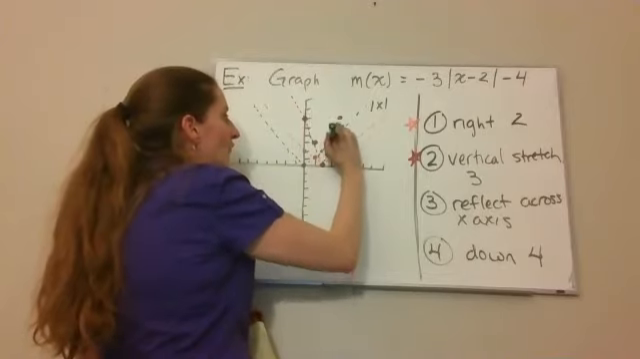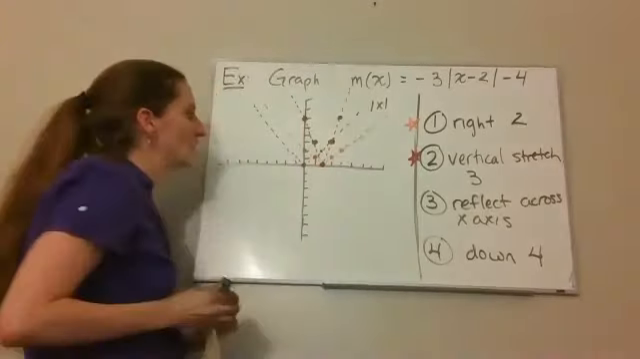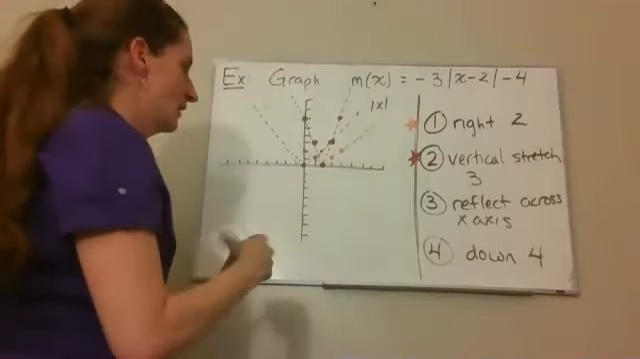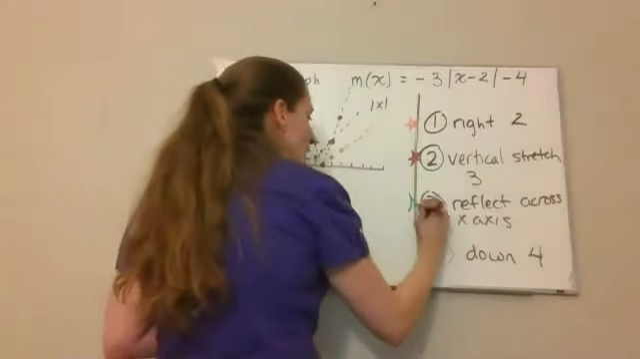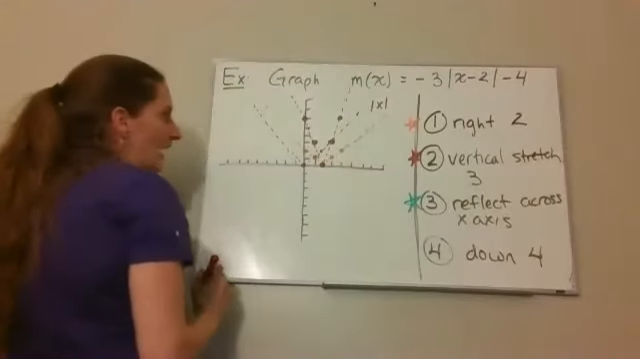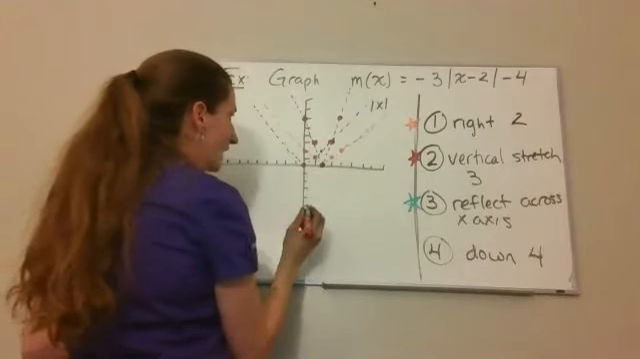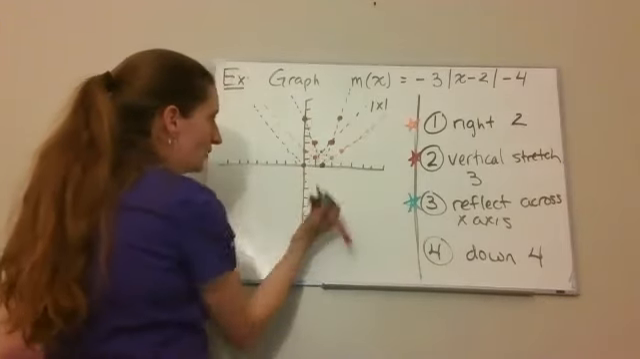So I still have a V shape. It's just a lot skinnier than it used to be. Now I have to do the reflection across the x-axis. The point that's on the x-axis stays there. My other points get flipped down.